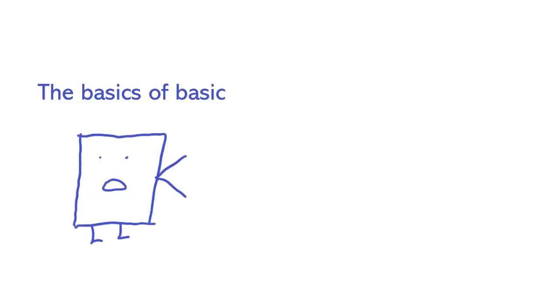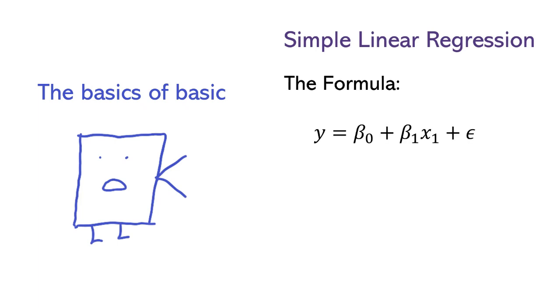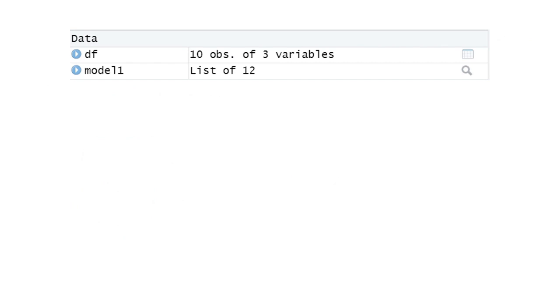The first model we are going to discuss is a simple linear regression model, which uses only one explanatory variable in the model. For this video, the model used will have the formula like this. The code to build this model is as follows. The model is named Model 1. After building, the model should now pop up in the Environment tab like this.